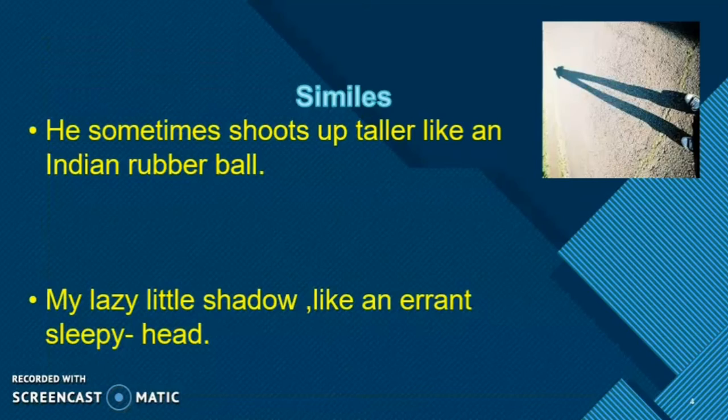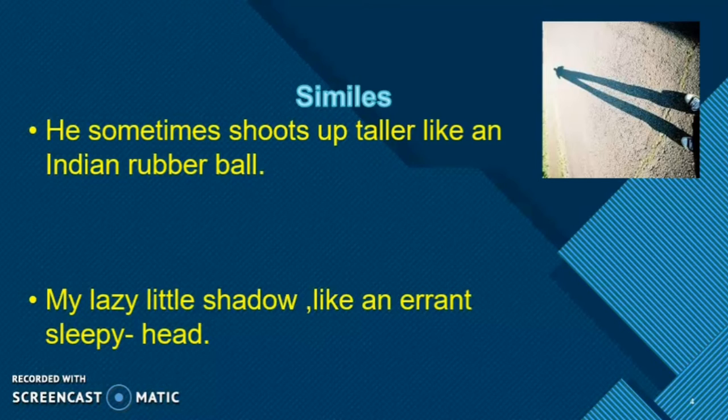Now let's go to the next topic. Today's topic is all about similes. We are going to learn all about similes. Now, if you remember in your previous classes, we have learned about personification, right? We have even touched similes, but today we will be learning a little more about similes.